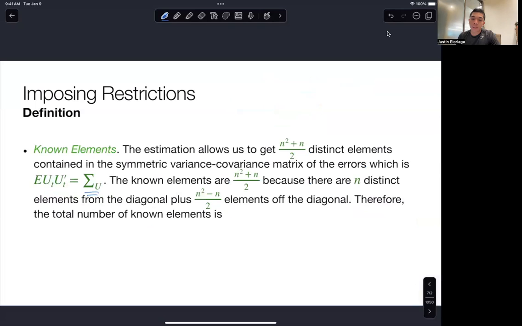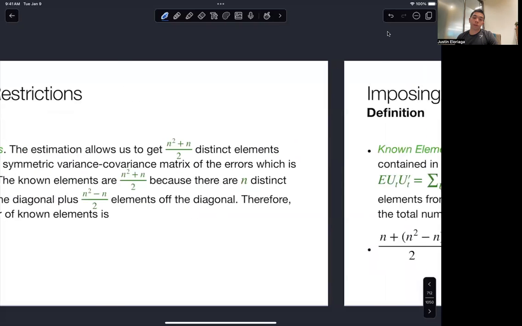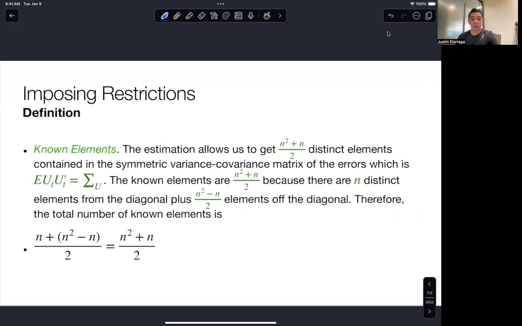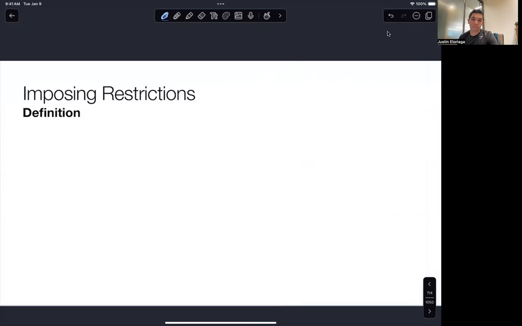The known elements are (n squared plus n) divided by 2 because, for one, we have n distinct elements, 1 for each variable in the VAR, from the diagonal. That's all those ones, right? Those are known, plus (n squared minus n) divided by 2 elements of the off diagonal. Therefore, the total number of known elements is (n squared plus n) divided by 2, right? So that's what we get.